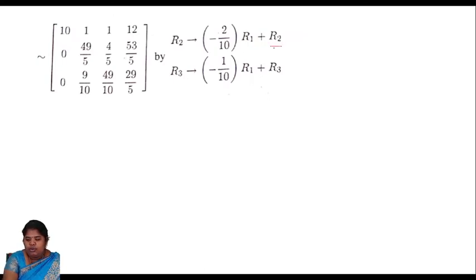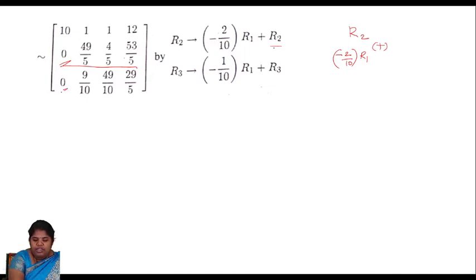So the row 2 is added with minus 2 by 10 times row 1. Consider row 2, and we want the 0 here. So we multiply minus 2 by 10 with row 1, and if we add these two rows we get 0, 49 by 5, 4 by 5, 53 by 5.